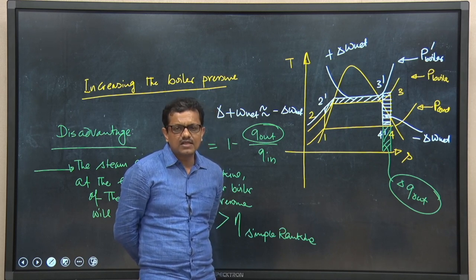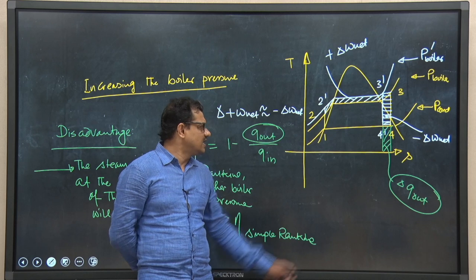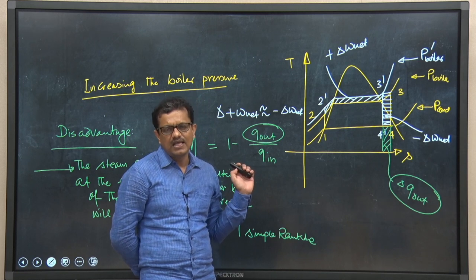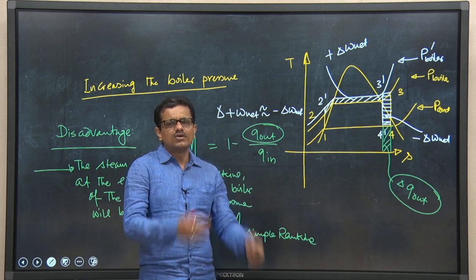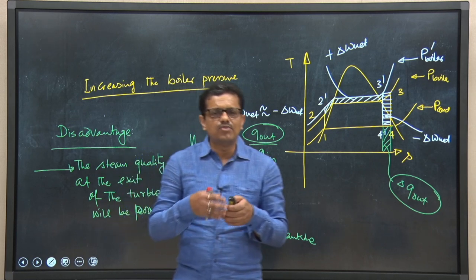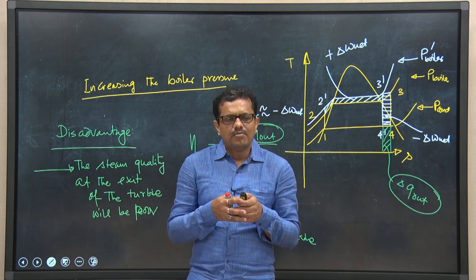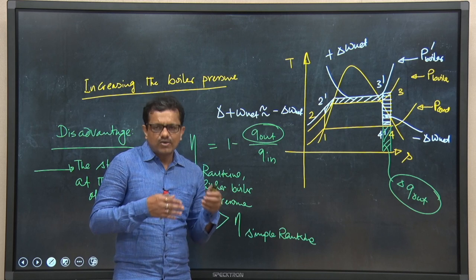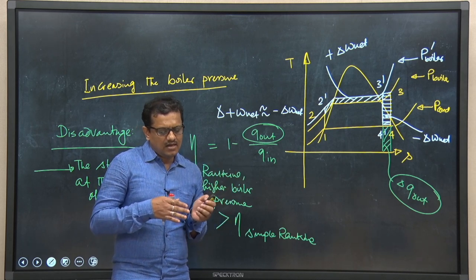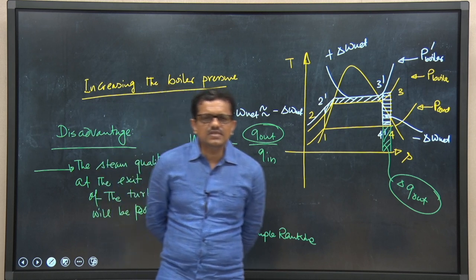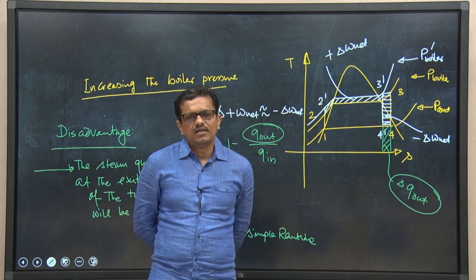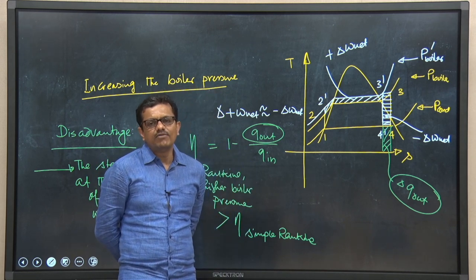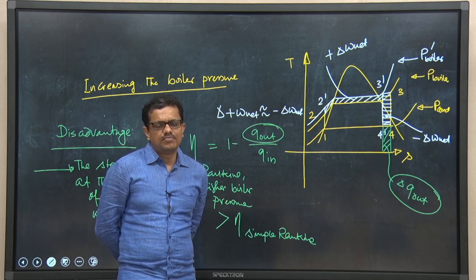Coming to the third option, increasing the boiler pressure, we can see that though we can increase the efficiency of the cycle, we again need to compromise the quality of the steam at the exit of the turbine. So, considering all those, although we have discussed the modifications of the simple Rankine cycle, none of these modifications, from what we have seen in the discussion, is suitable for the power plant, essentially to have higher efficiency without inviting any additional problems.